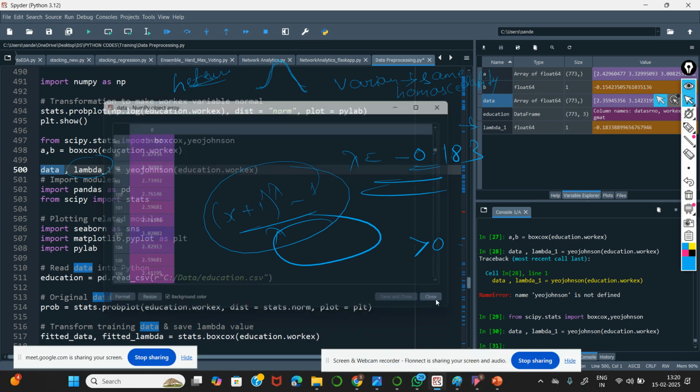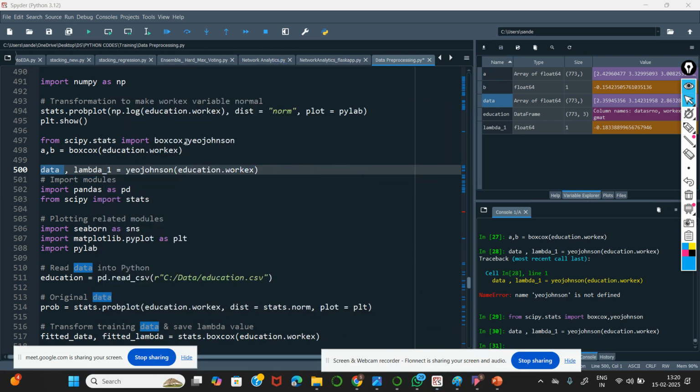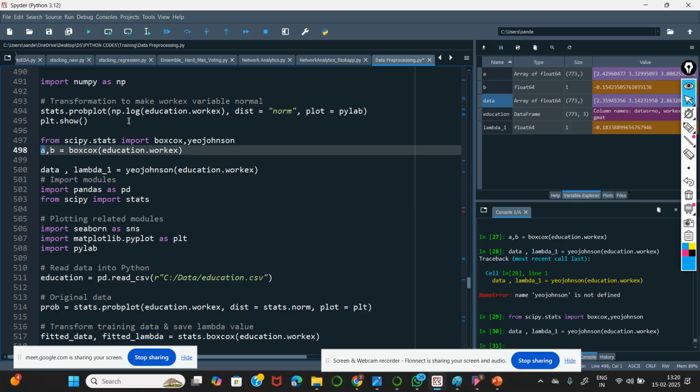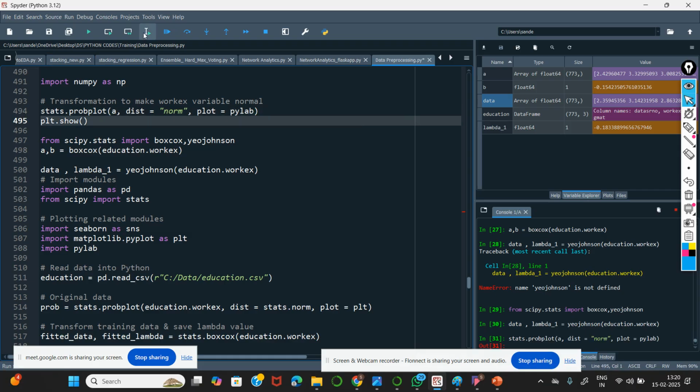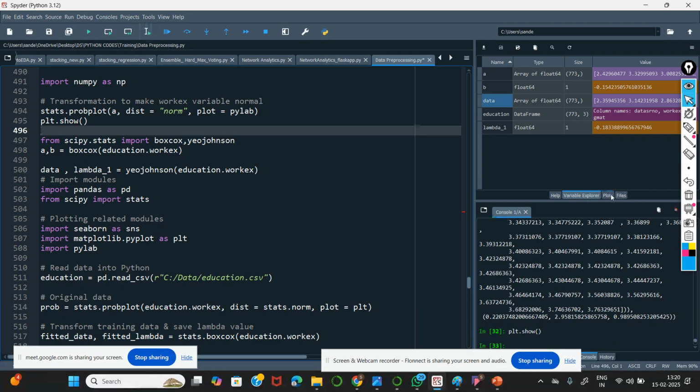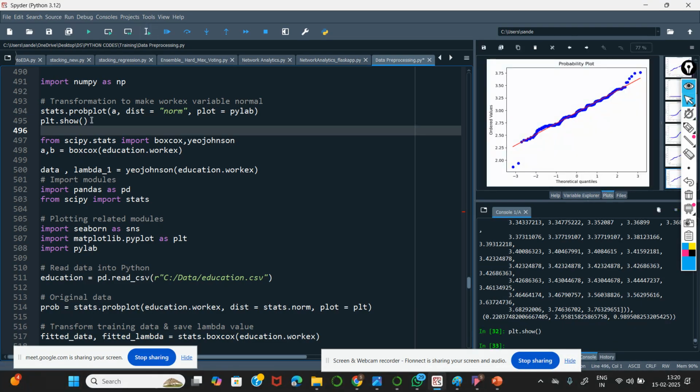Either you can use log directly, or you can take the help of the Box-Cox function. Let's use Box-Cox over the plotting. I copy this a, because Box-Cox gives me a inside stats. Let me put it here and plot it. Let's have a look. This thing I did because of Box-Cox.